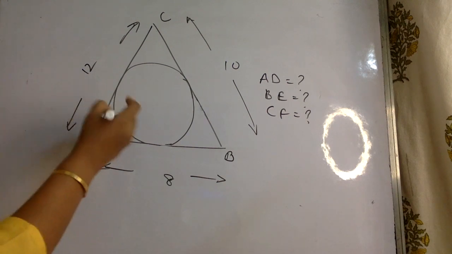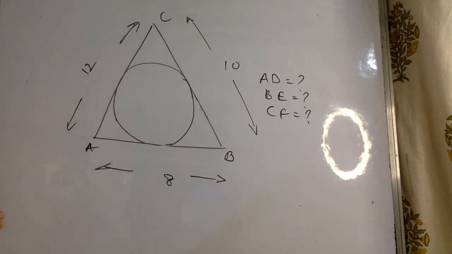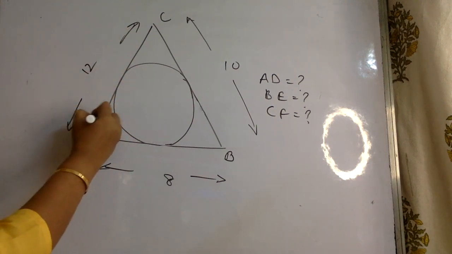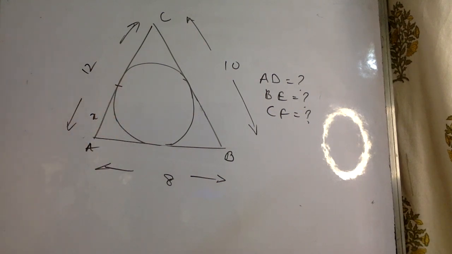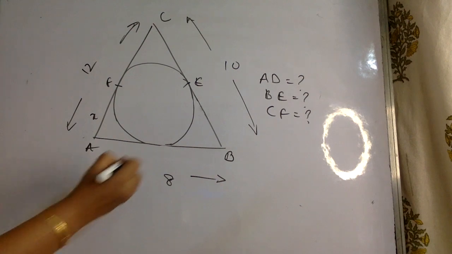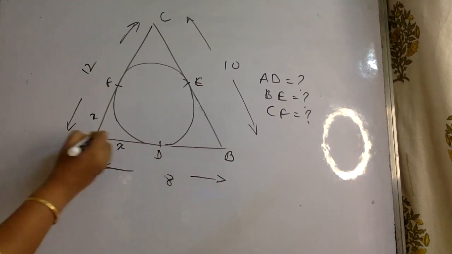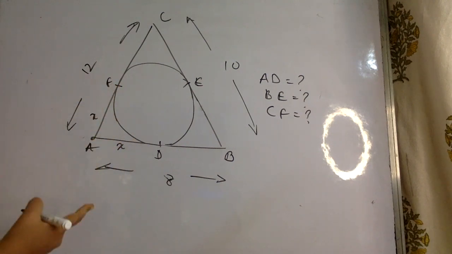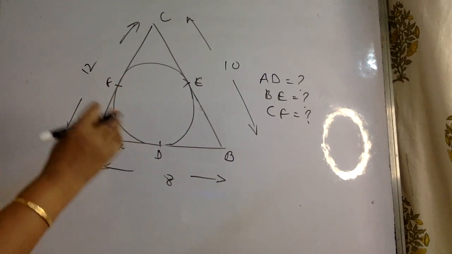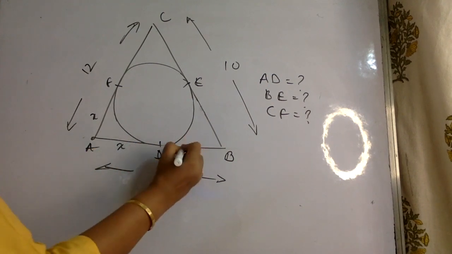Here, if this full length is 12, okay, let me mark these as F, E and D. So AF is X, then this is also X because these are tangents from an external point, which are equal for any circle. If this is X, then this portion is 8 minus X.